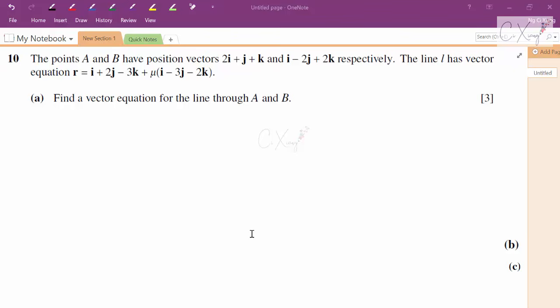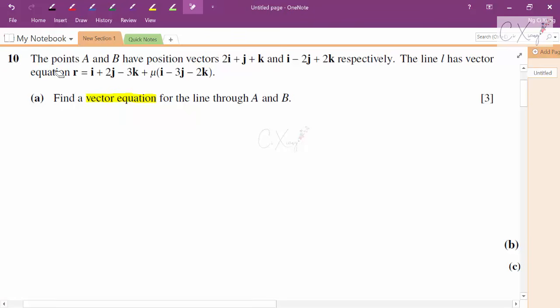Okay, so we come to question number 10. We are having the points A and B with the position vector shown here. Then the line has a vector equation. Okay, so they want us to find the vector equation for the line through A and B. Right, so to find the vector equation for the line that passes through A and B, we need to have the direction of the line. Direction of the line means that we are having A here and we are having B, right? So the direction of the line can be AB, or if you want to find BA also no problem.